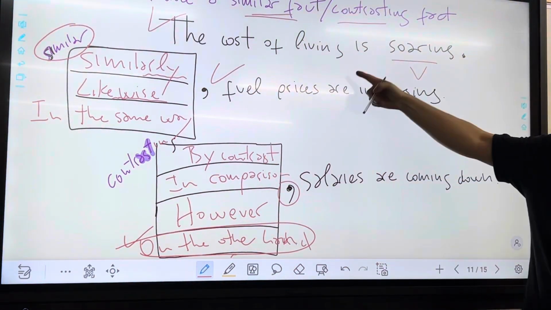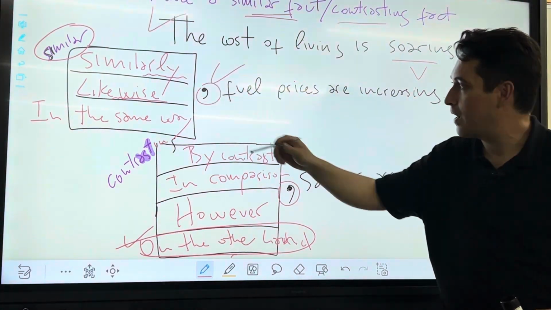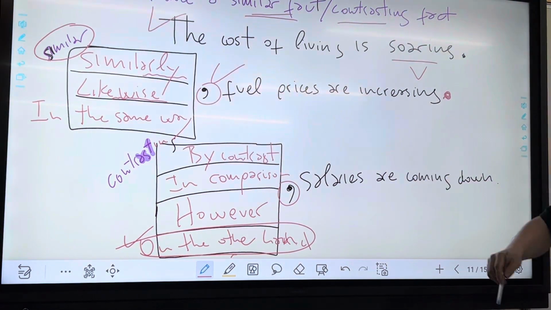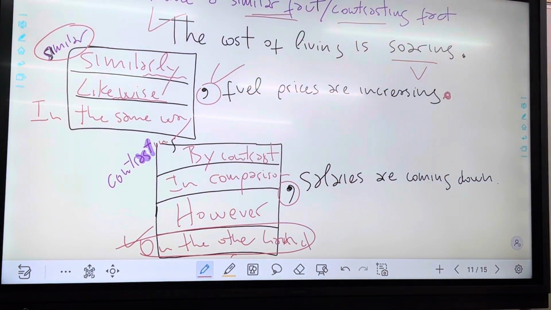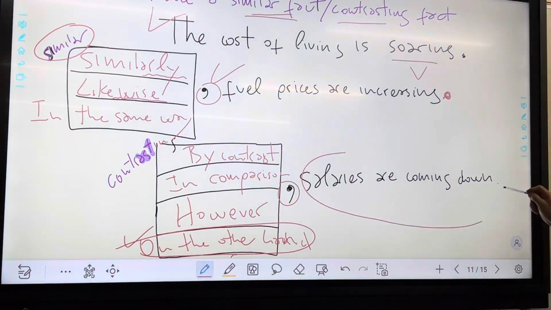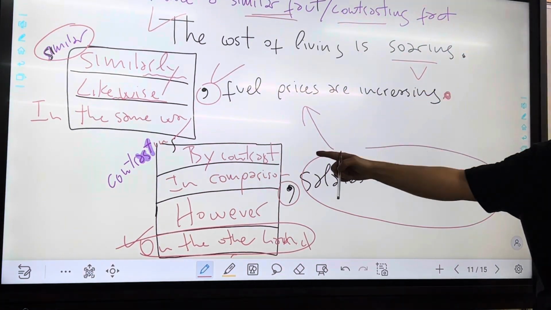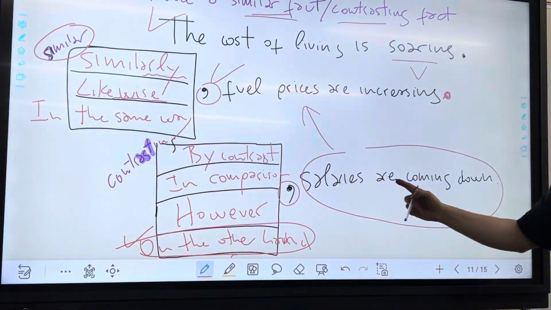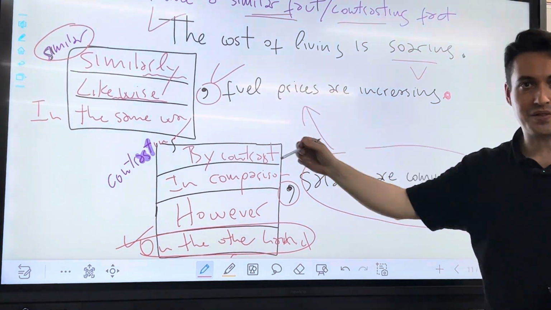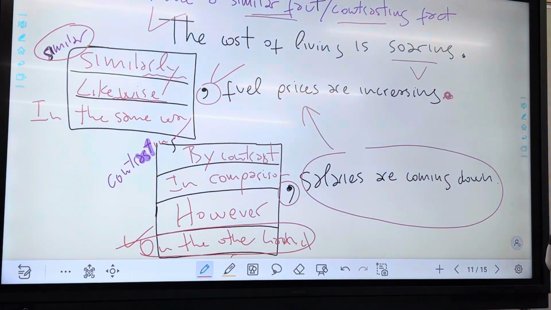In this case, because these two are clauses, yeah? Clauses are separated by a comma, and this is the end. This is the end. Here you have a new sentence, okay? The cost of living is soaring. However, if you put this sentence here, maybe it could work. The cost of living is soaring. By contrast, salaries are coming down. Yeah, if you place this here, you could have a comma. Yeah, but in this case, in this specific example, it was better to start with a new sentence.